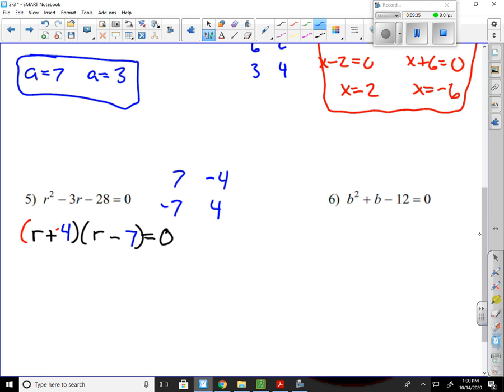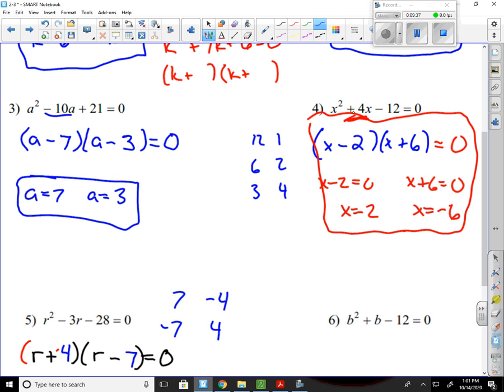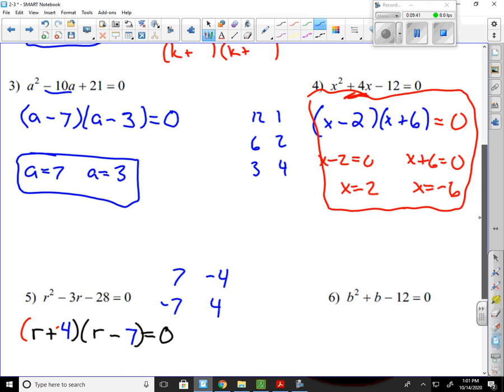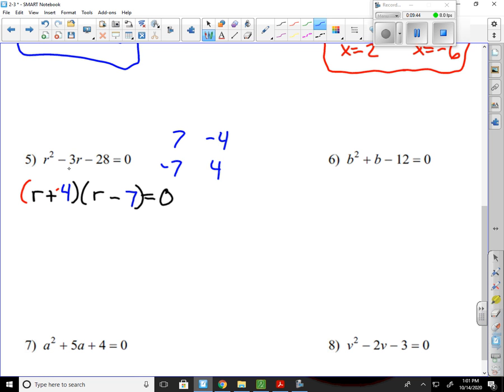Just like up here, we had a plus in the middle, so I knew the bigger number went with the plus. Down here, I have a minus in the middle, so the bigger number goes with the minus. Now we break it up and solve. Gives us r equals negative 4 and r equals 7.